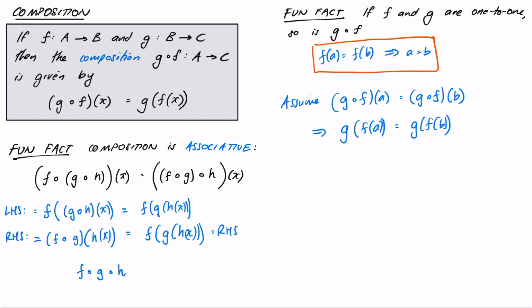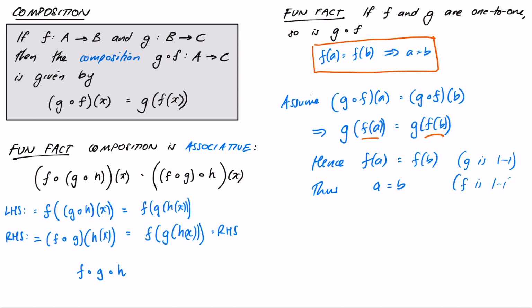But we know that g is one-to-one, and I've got g of thing 1 is equal to g of thing 2, and therefore f of a must be equal to f of b because g is one-to-one. And then we'll therefore have that a equals b because f is one-to-one. And hence the composition is one-to-one. Okay, so this actually holds true for onto-ness as well.